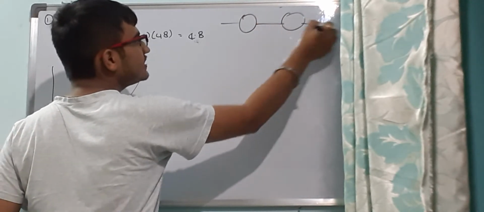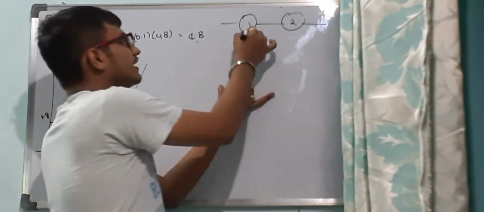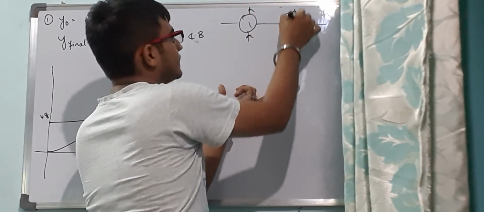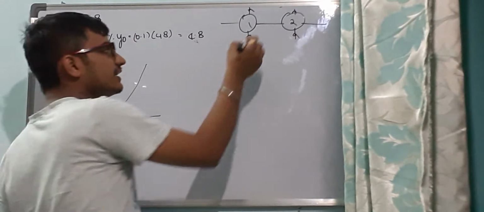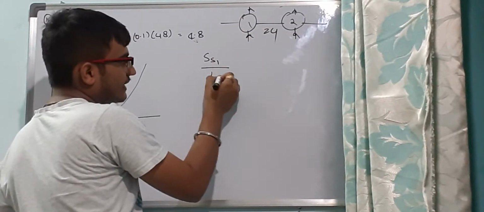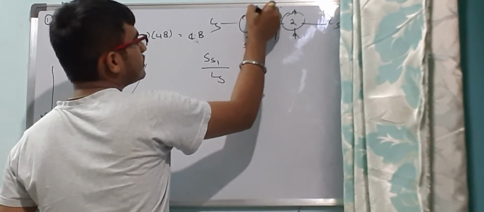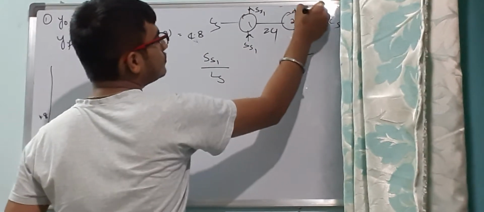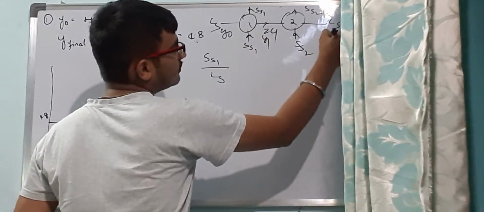Now, he is asking, what if two stages are used? What is the amount of adsorbent required in each individual stage? The intermediate color concentration he has given as 24. So for stage 1, SS1 by LS, and this you take as SS2, Y0, here you get Y1, Y2.